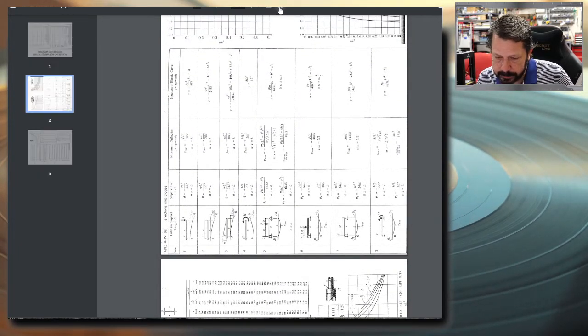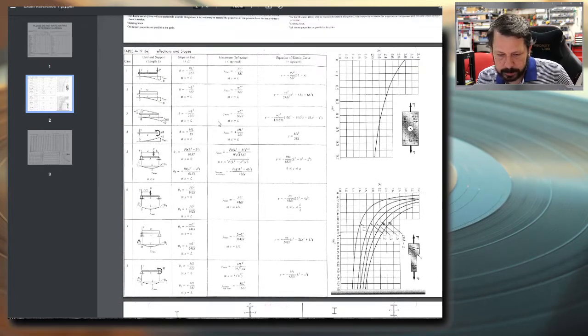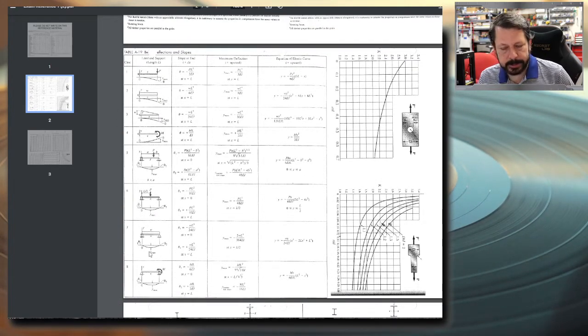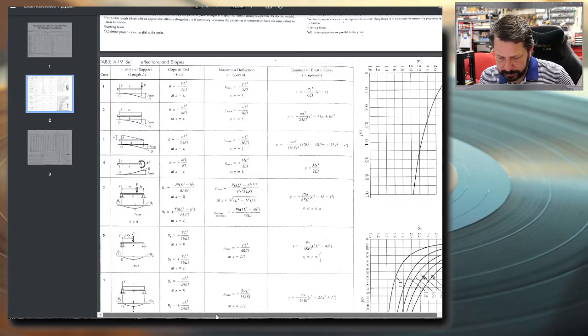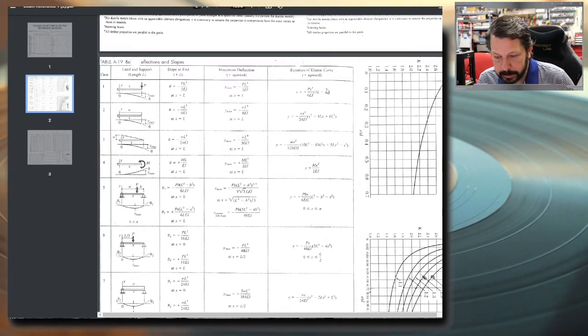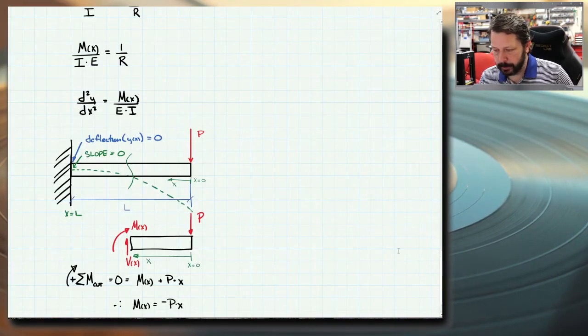Let's rotate this guy around. This chart like this. These charts are all over. It's easy to find them. And in fact, there is a cantilever beam with a point load on the end of it. And there's another form of the equation of the elastic curve. They've got it simplified a little bit. They've got Px squared (3L minus x) over 6EI. Ours is a little bit different form than that.